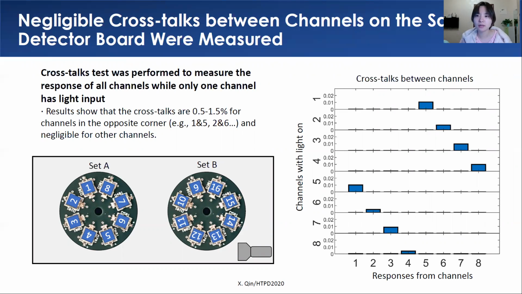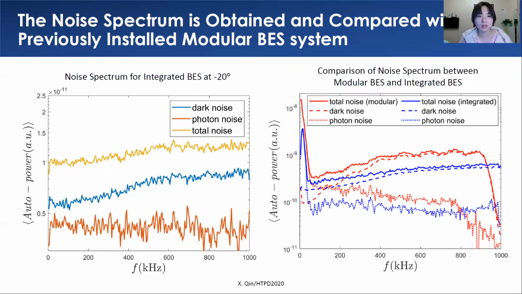Negligible crosstalks between channels on the same detector board were measured. A crosstalk between 0.5 to 1.5% for channels in the opposite corners are measured, and the crosstalk are negligible for other channels. A noise spectrum for integrated BES at -20 degrees Celsius is presented. Compared with the modular BES, the integrated BES has lower noise level in general.